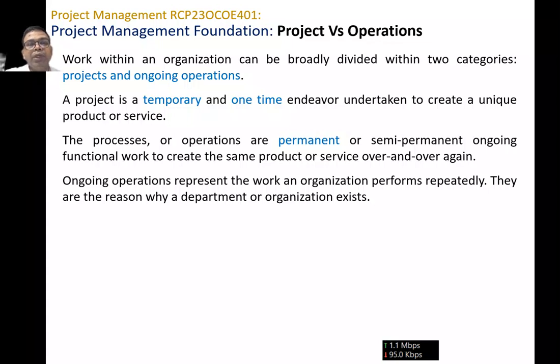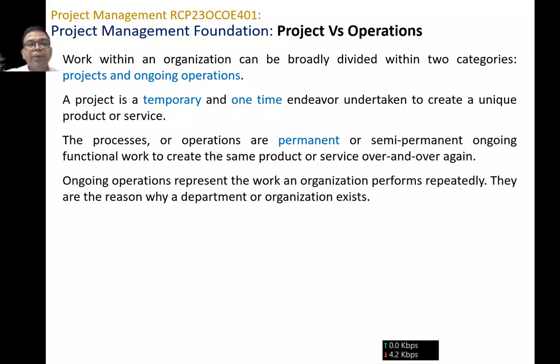Now let us come to an important definition. What is the difference between a project and operations? Normally these two terms are used interchangeably in the field of project management. However, there is a distinct difference between a project and an operation.